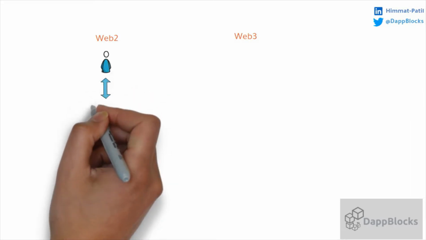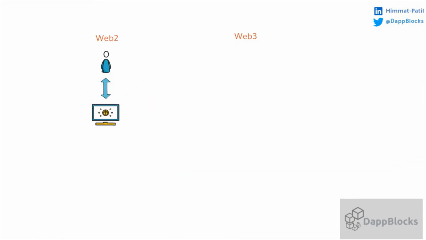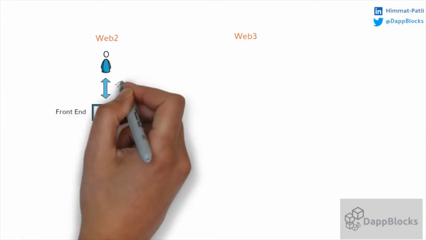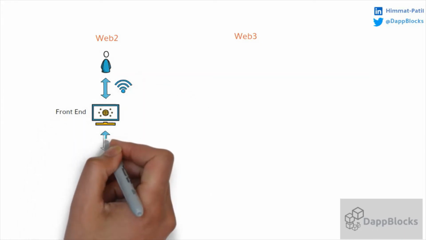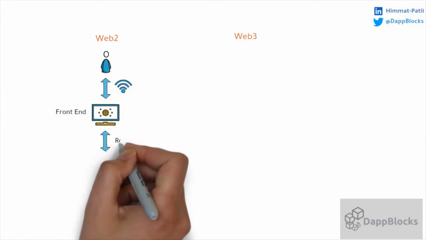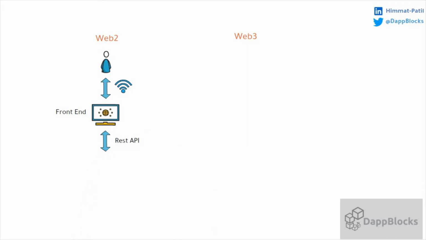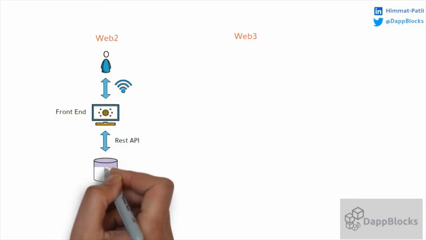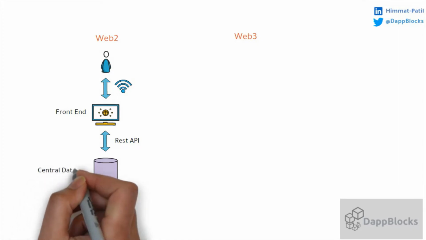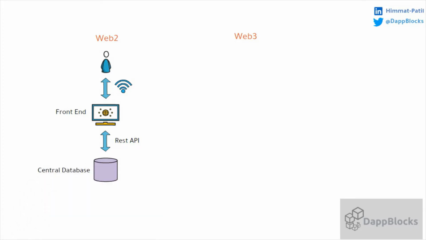Now, before directly jumping into Ethereum, let's understand the difference between Web 2 and Web 3 from a technical point of view. In Web 2, a person uses any device to connect to the front end with the help of the internet. Then that front end communicates to the back end using different services, for example, REST API. And there we have the centralized database or central server where we keep all our information. So this is the broader picture of any centralized application.